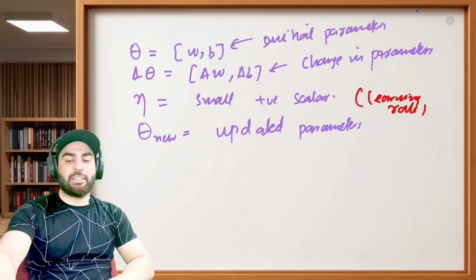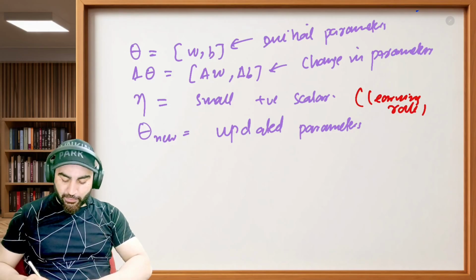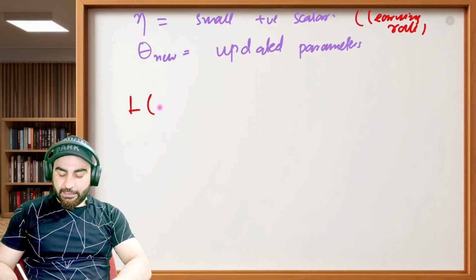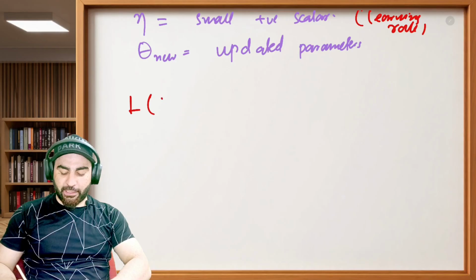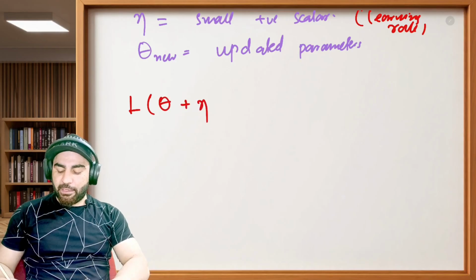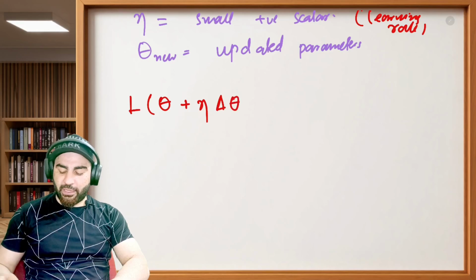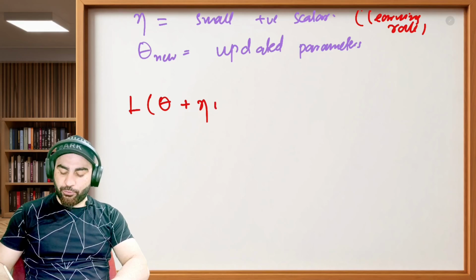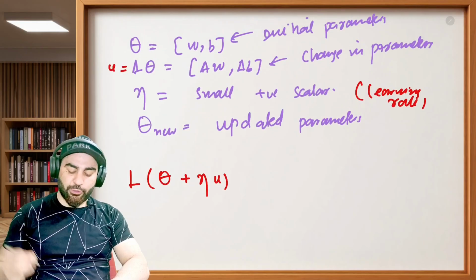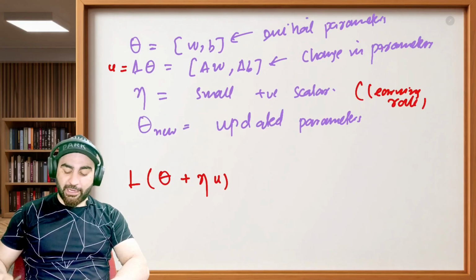Now the thing is, we have this loss function. We have to approximate it in the neighborhood. So we know L of theta. The initial theta was theta, and to approximate, we'll add some eta times this delta theta. Instead of delta theta I'll write u. I can approximate delta theta with u also, because I don't want to again write this delta and delta.